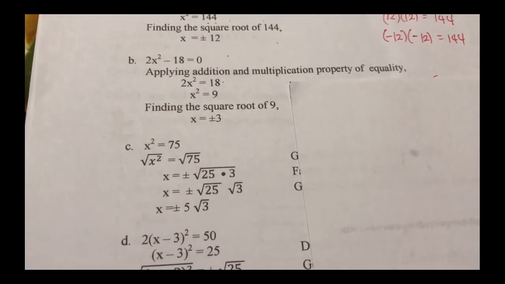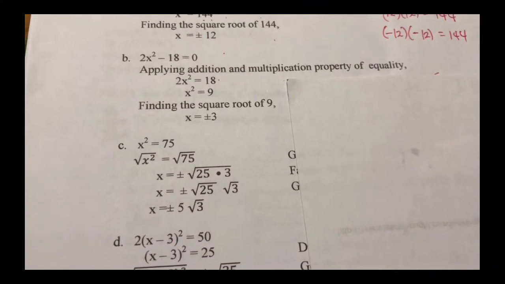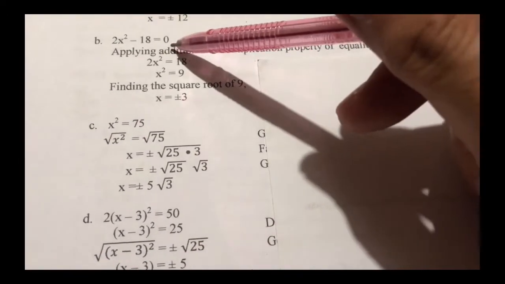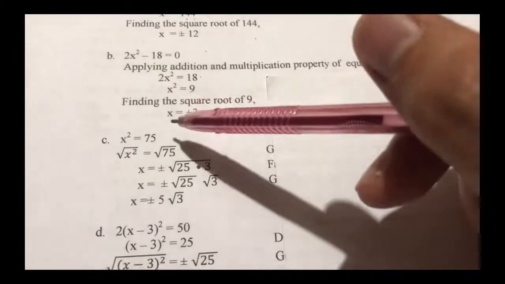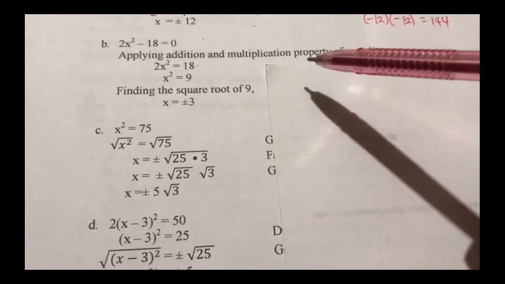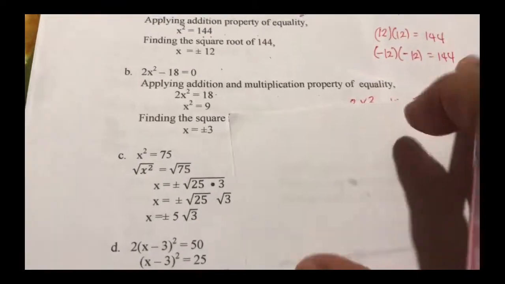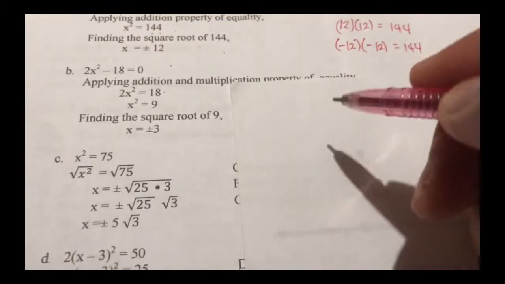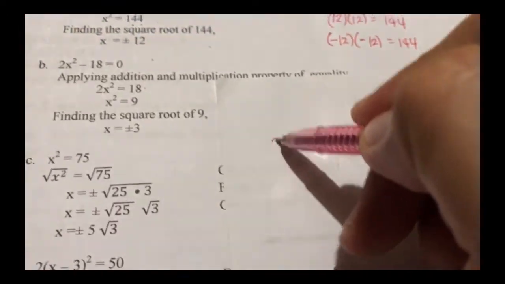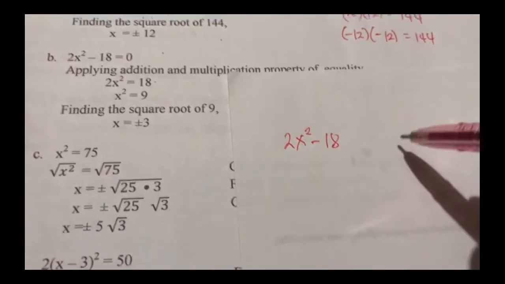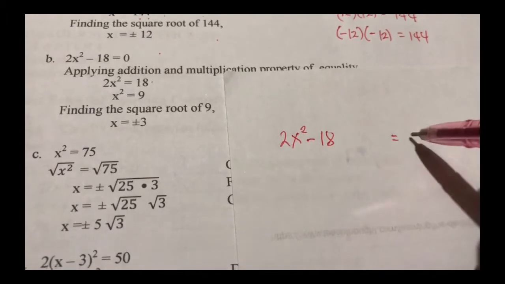Next, alright, letter B. Example, 2x squared minus 18 is equal to 0. Applying addition and multiplication property of equality. So, as you can see, we have here 2x squared minus 18 is equal to 0.